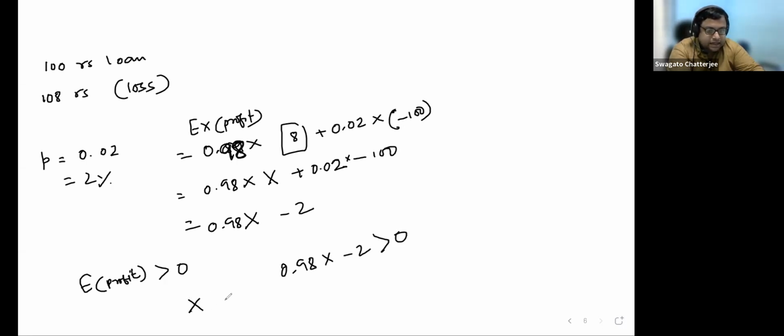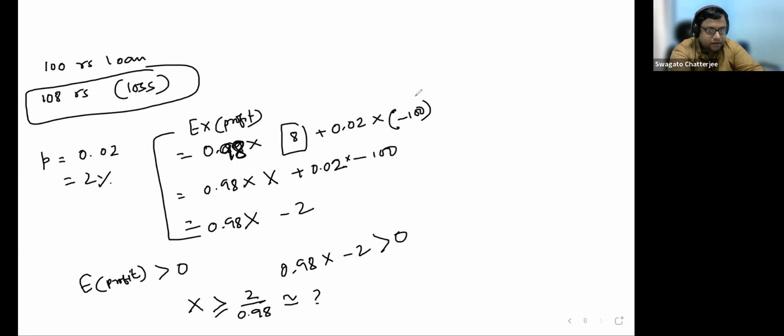So X has to be greater than or equal to the minimum value of X, which is 2 by 0.98, whatever value I get. That should be the interest rate that I charge in this mathematics that I'm doing. There is a minimum interest rate in percentage terms, you can say 3%, 4%. That should be the top up that I will charge. Then only I will not make a loss.